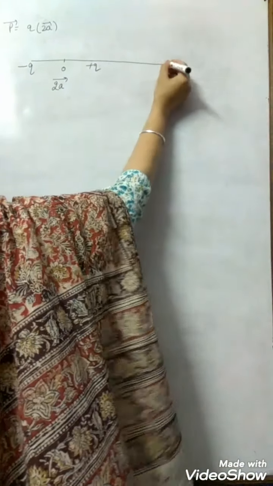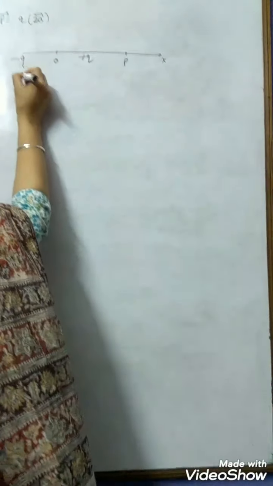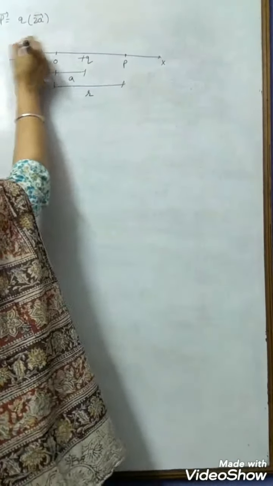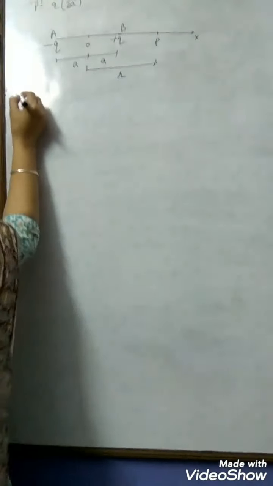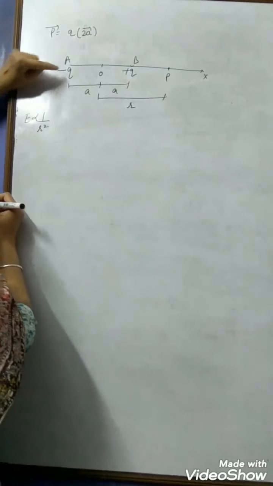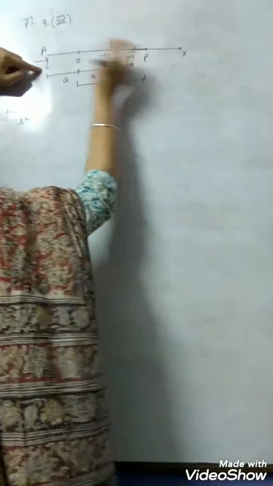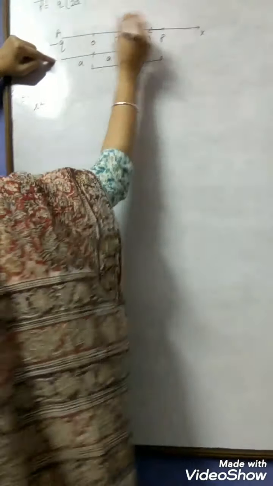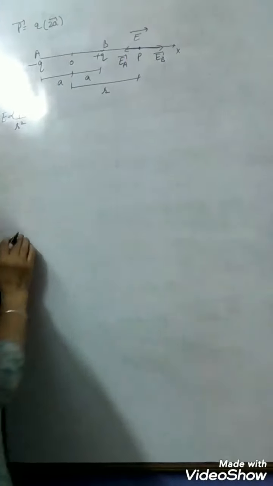This is the axial line x, with point P. Let this distance be a, and this distance be R, with points A and B. Now, because the electric field is inversely proportional to distance, due to this charge the electric field is towards PA and small in magnitude since the distance is greater, and for EB the charge is nearer, so it is larger, and this is the net electric field.